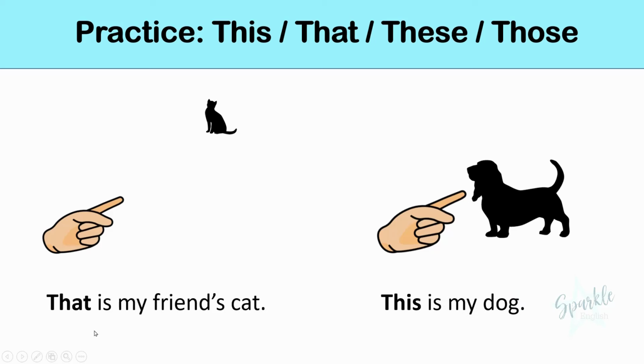The answer is that is my friend's cat, and this is my dog. We use that because it's one cat and it's far away from the speaker. And in the second example, we use this because it's close to the speaker, and again, it's only one dog.